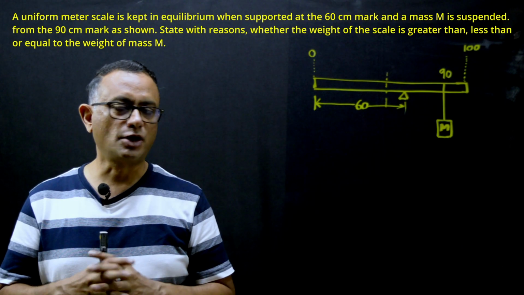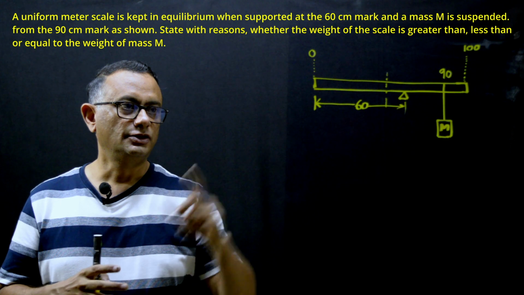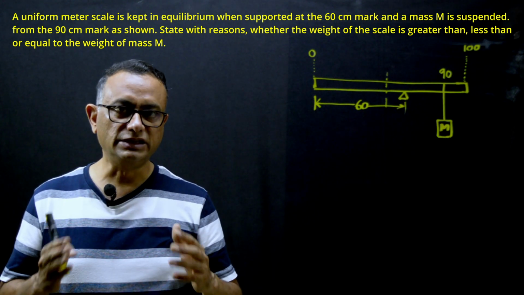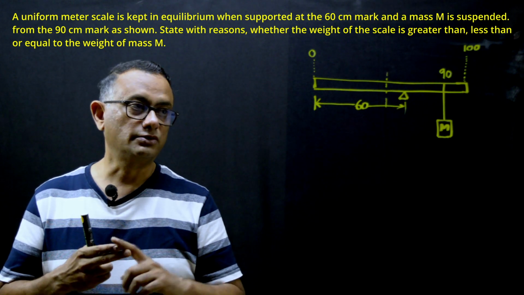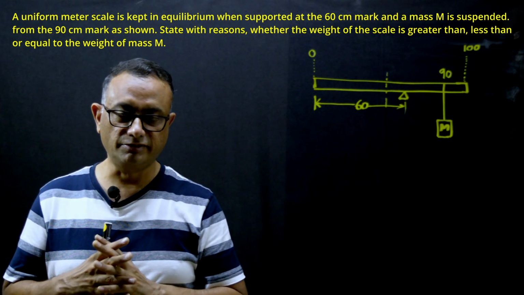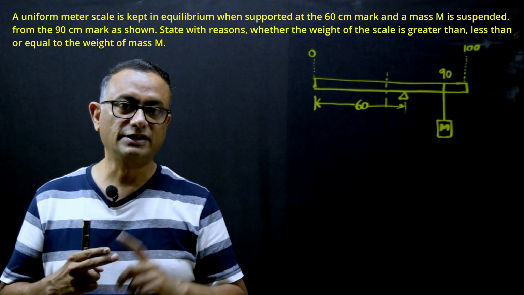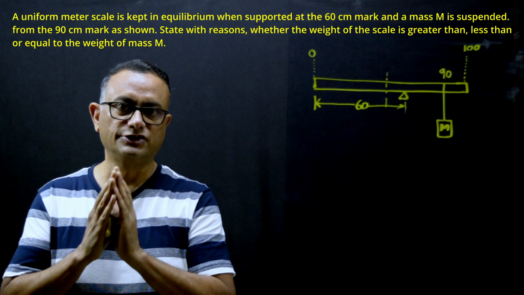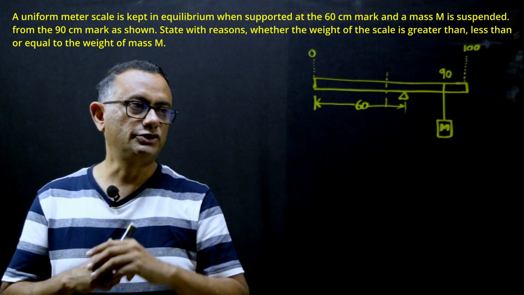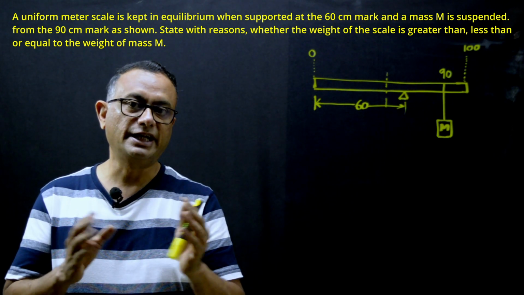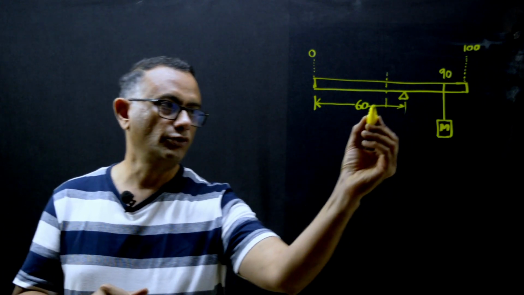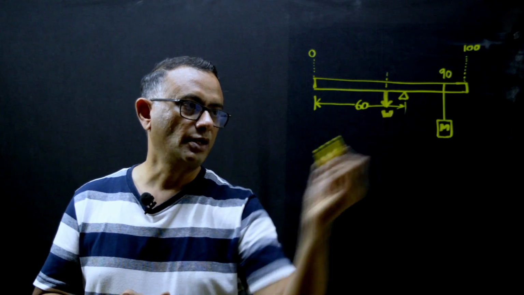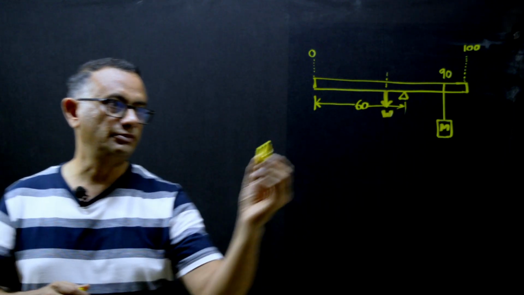Now if you study this problem, they are mentioning that you have a uniform meter scale. When you say uniform meter scale, there are two takeaways. One, the length of the scale is 100 centimeters. The second thing is, when they said uniform, the weight of the scale is always going to pass through the center of gravity, which in a uniform meter scale will be at 50 centimeters. So we can take it as the weight W of the scale passing through the 50 centimeter mark.